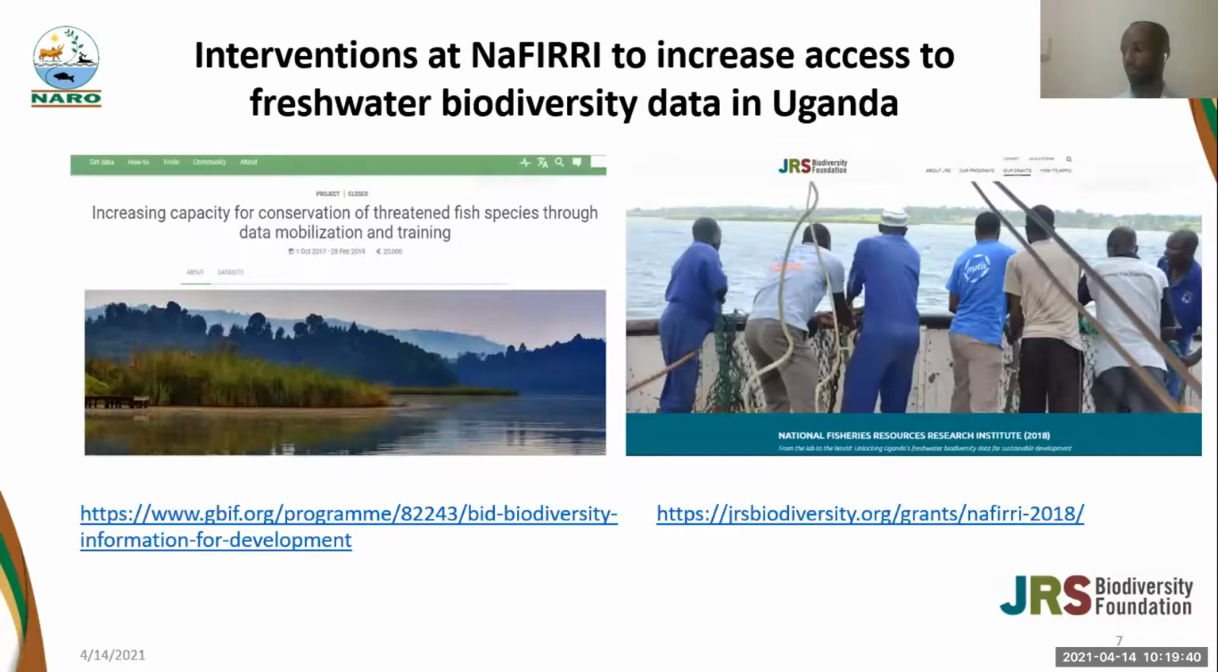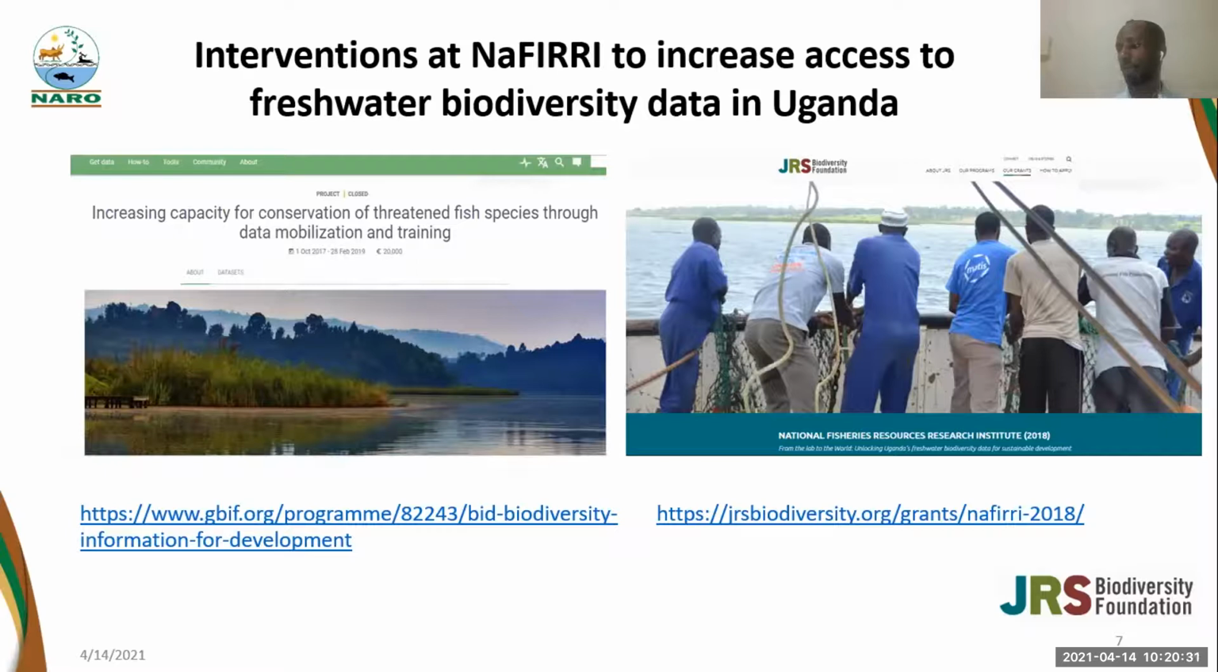So at NAFIRI, around 2017, we applied for a small grant from GBIF, and it was basically a small institutional grant. But that grant helped us to build our capacity and prepare for a much bigger grant, which was funded by the GRS Biodiversity Foundation. The GRS Biodiversity Foundation funded our work to move forward the work we had started with the GBIF project.